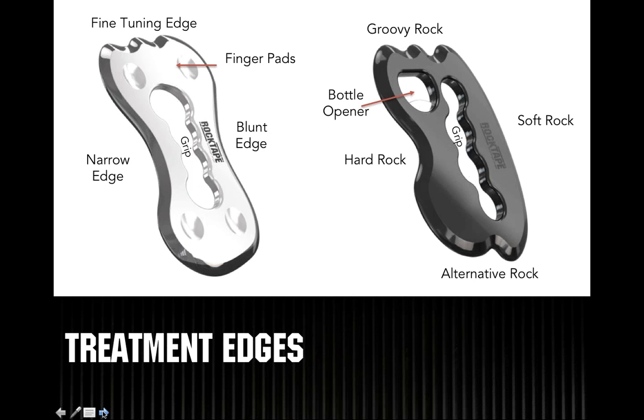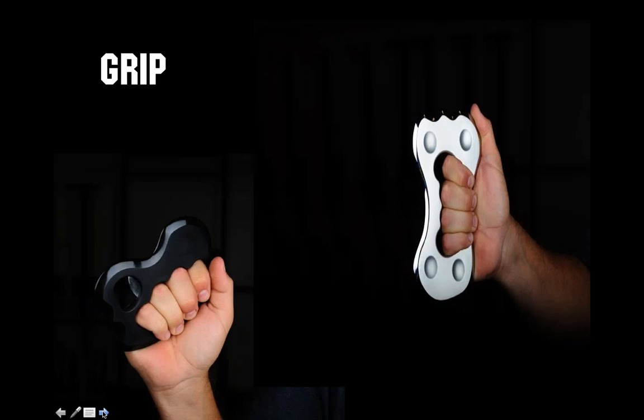Obviously, you see on our mullet tool, our black tool, we made some fun names: hard rock, soft rock. We actually even put a bottle opener on there because at RockTape we don't take ourselves too seriously, so we like to have some fun. You could use that for some bowler plate work with your finger if you wanted to, but it's a bottle opener, and we think that's just cool. So we have groovy rock, we have alternative rock, and then on our other side we have our heavier tool, which is our stainless steel tool, where we have all these finger pads, and I think I have a picture of various grips.